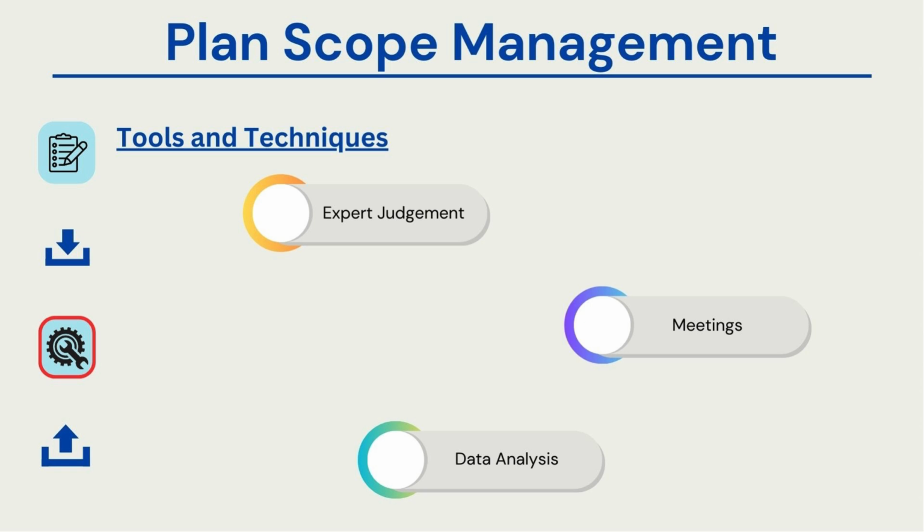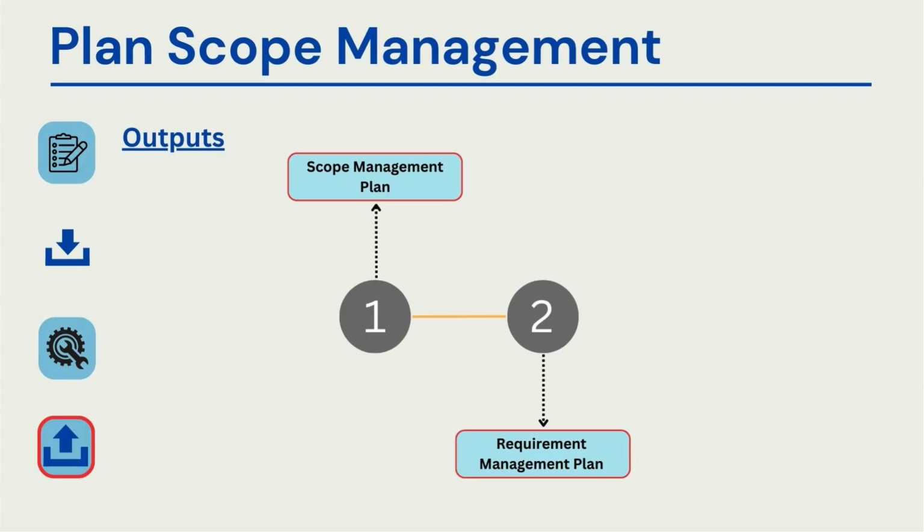By the end of the scope management planning process, we obtain the scope management plan as an output. This plan helps us understand how the project scope will be managed. Additionally, we get a requirements management plan, which outlines how requirements will be managed, the tools and techniques to be used, and the stakeholders involved.